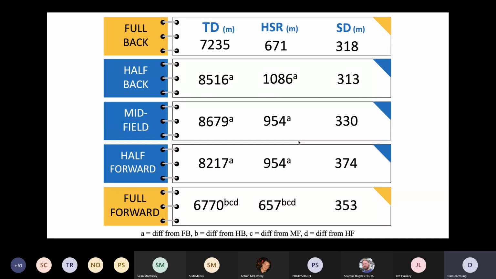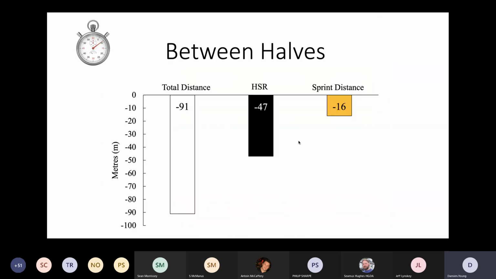So the next thing we wanted to find out was, does the game change as it progresses? And what we looked at was the differences between the first half and the second half. And what we found was that there was a 91 meter drop in total distance between the first half and second half. High-speed running reduced by 47 meters, and sprint distance reduced by 16 meters. Now, in practical terms, that is very, very small.